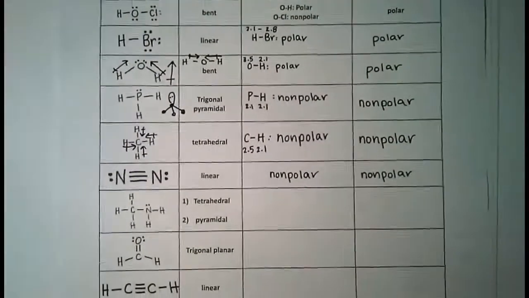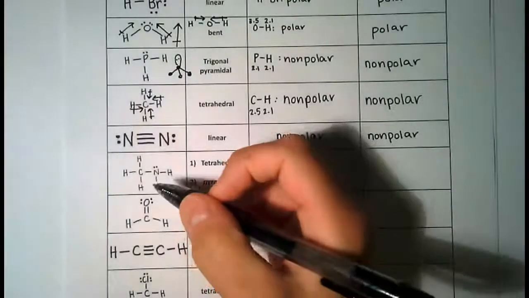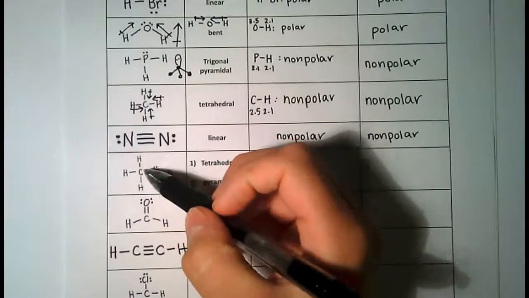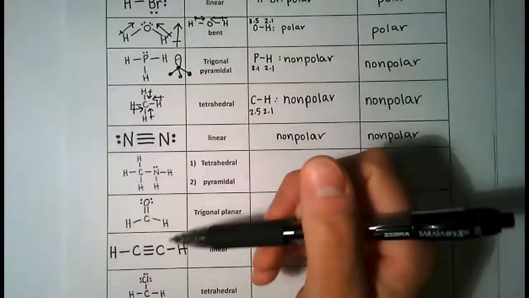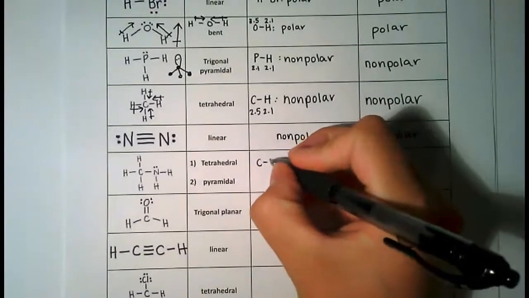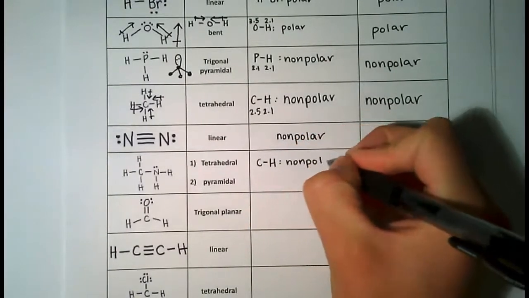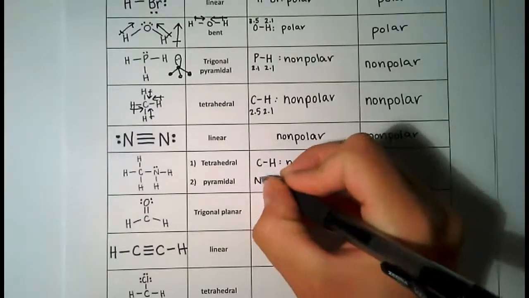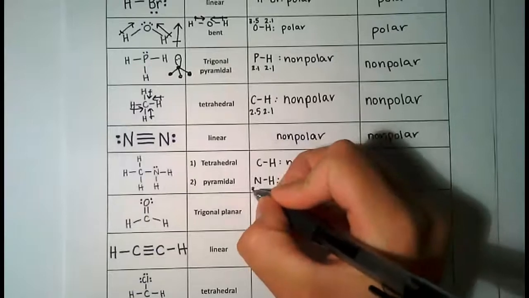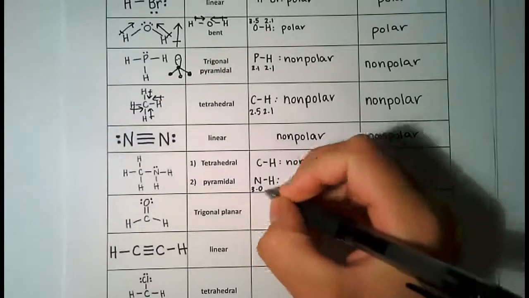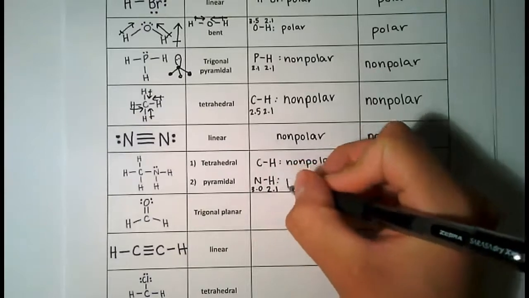Then we have sort of a tricky one down here. We have something that has more than one atom in the middle. We have carbon and then we have nitrogen in the middle with hydrogens connected to both of them. So we know that that carbon-hydrogen bond is going to be nonpolar, because we've already discussed that. But what about the nitrogen-hydrogen bond? Nitrogen is 3.0 and hydrogen is 2.1. So that bond is actually polar.